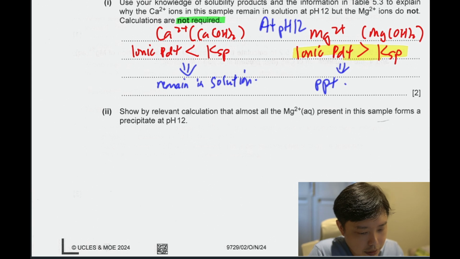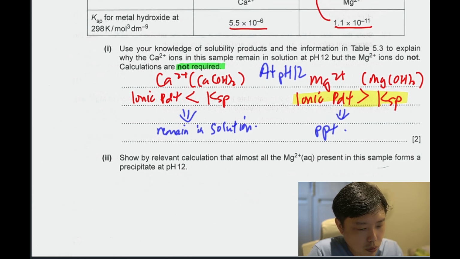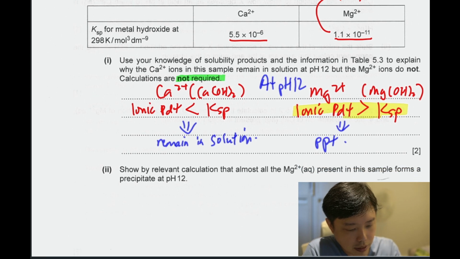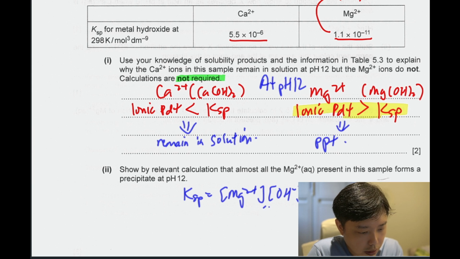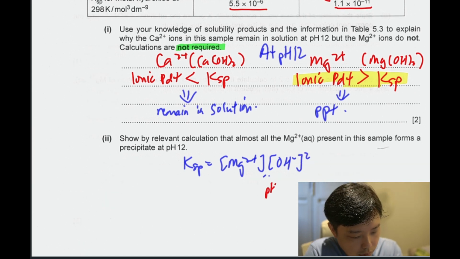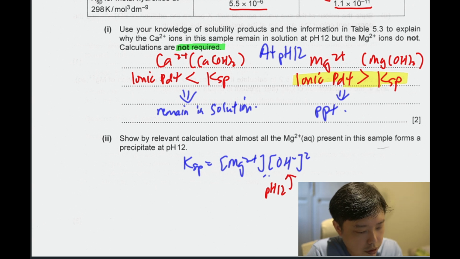Then the last part, they want you to show by relevant calculation that almost all of the magnesium in the sample forms a precipitate. So what have we got? We have the KSP expression. We can write it out. KSP equals magnesium 2 plus times OH minus squared. At pH 12, we can calculate the concentration of OH minus. So you just sub that value in, which is 10 to the power of minus 2.